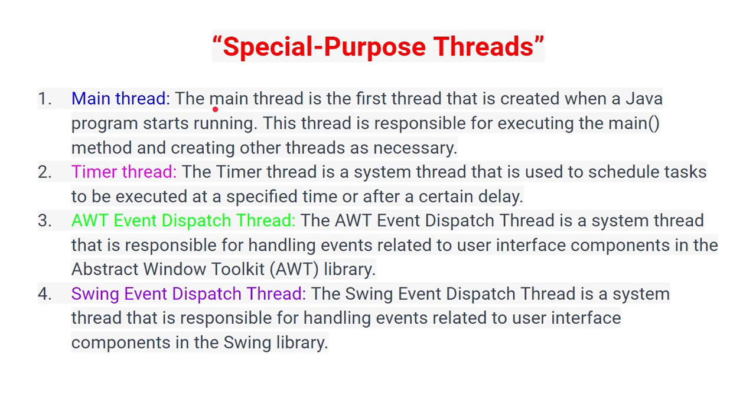What is the main thread? The main thread is the first thread that is created when a Java program starts running. Once you start our program, the main thread executes first, so that is called the main thread. This thread is responsible for executing the main method and creating the other threads as necessary. So the main method enables creating all other threads, whatever is required.